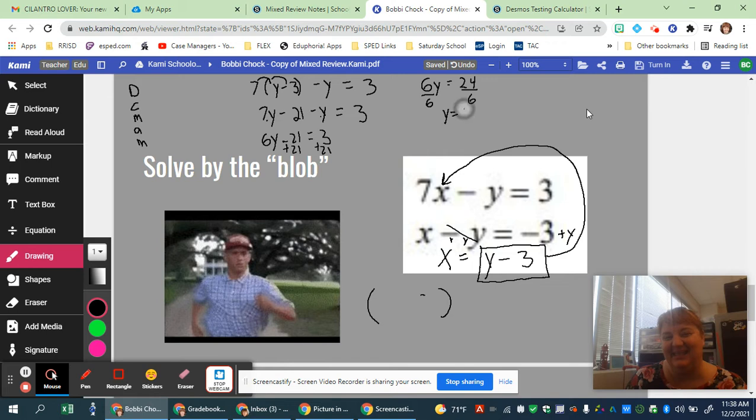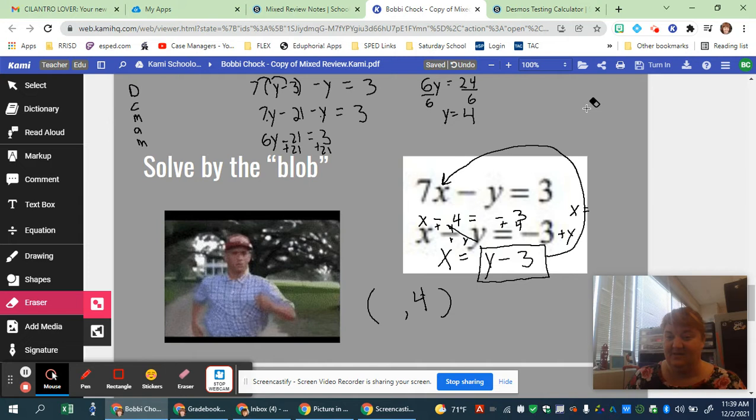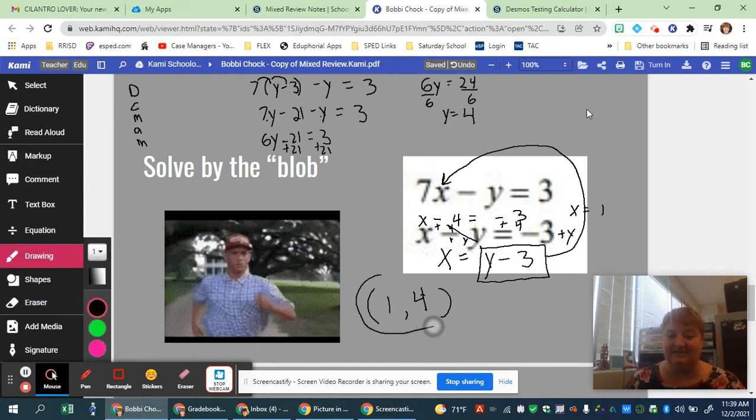Okay, y equals 4. So I now have my y. So I'm going to put my y here, then I just plug it in. x minus 4 equals negative 3. Plus 4, x equals positive 1. x equals 1. So now I found my x. And that was using the blob method.